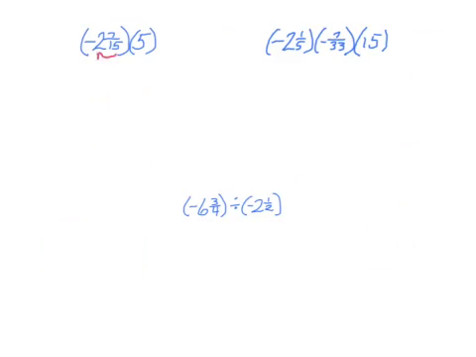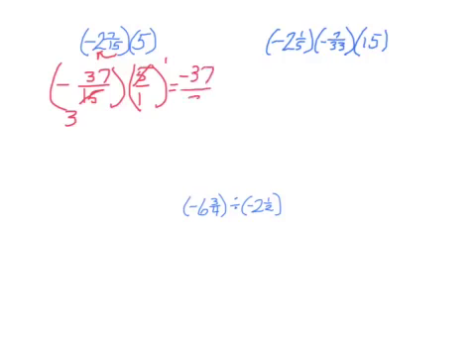To multiply fractions, first change everything to improper fractions, so negative 37 over 15 times 5 over 1. Now look and see what you can cancel, and here you can cancel your 5 and your 15. Multiply across and you get a negative 37 over 3. That simplifies to negative 12. 3 fits into 37 12 times with 1 left over, so 1/3. It's a negative times a positive, so it's negative.